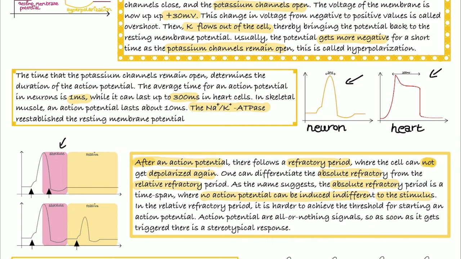While we're in the red phase, no action potential can be generated, and if the stimulus is very strong, this doesn't change anything. In the relative refractory period, however, it's harder to achieve the threshold potential, and the action potential that you get is not as strong. In general, action potentials are all or nothing signals. So as soon as you overstep the threshold, there's a stereotypical response.